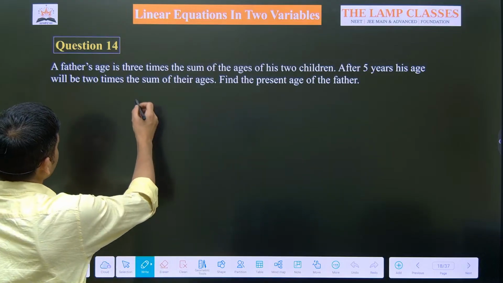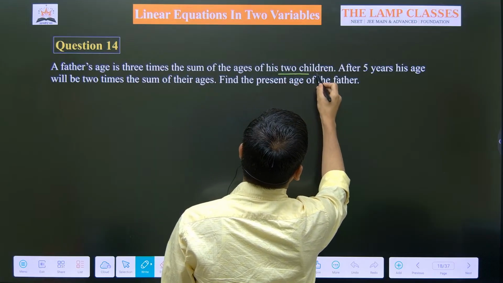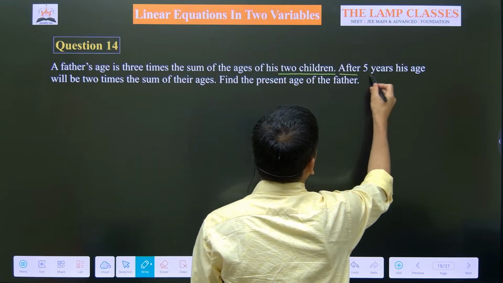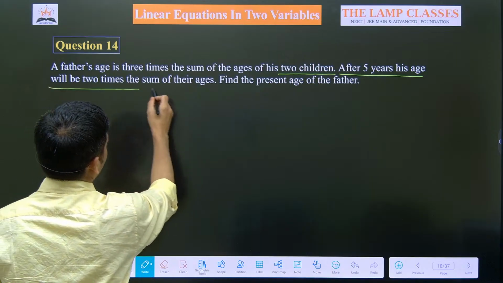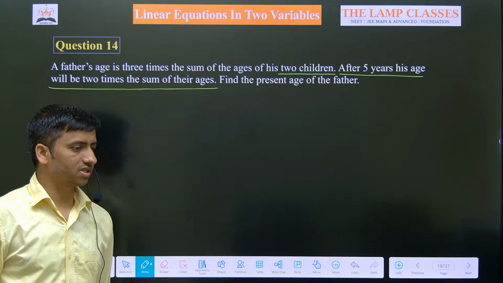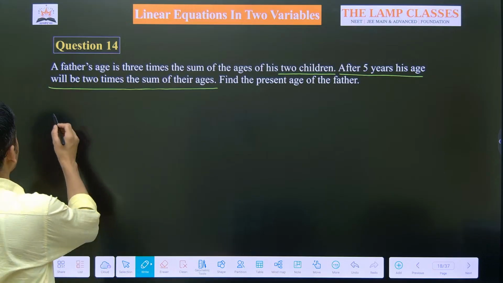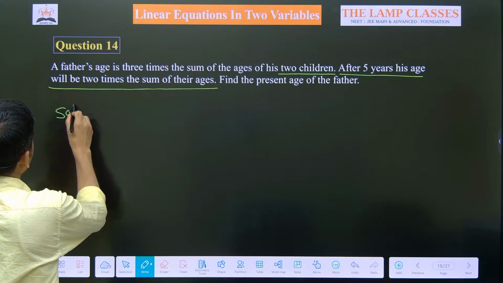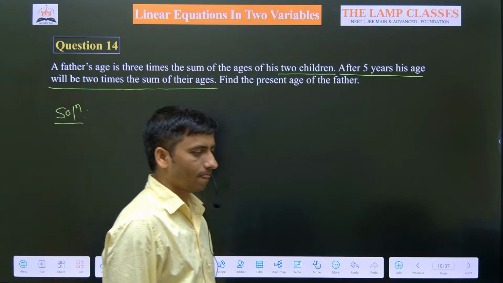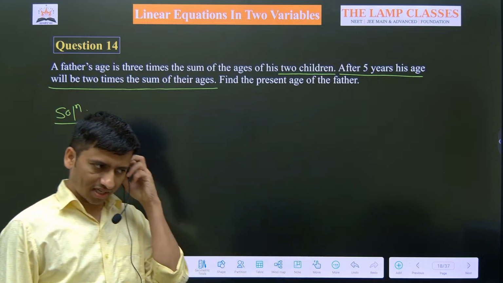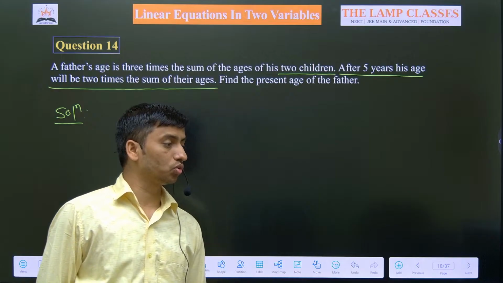A father's age is 3 times the sum of the ages of his 2 children. After 5 years, his age will be 2 times the sum of their ages, right? So in these questions, we start by assuming the present ages. In the solution, one might start by taking 3 variables here, but I think 2 variables are enough, because everywhere they have talked about the sum of the ages of those 2 children.